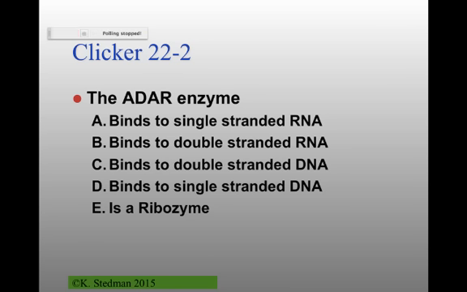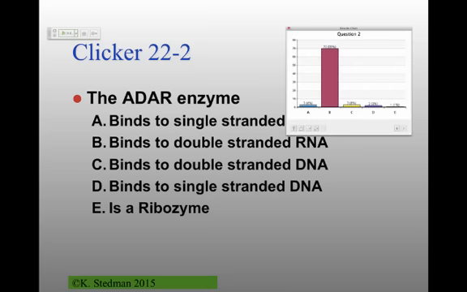So what does ADAR stand for? Adenine deamination acting on RNA. Exactly. So it's got to be A, B, or E. And it binds to one of the other ones. And if you were able to pull up that slide, you notice that it's a secondary structure which forms in RNA. And so that's going to be double-stranded RNA, which, of course, most of you got, which is wonderful.